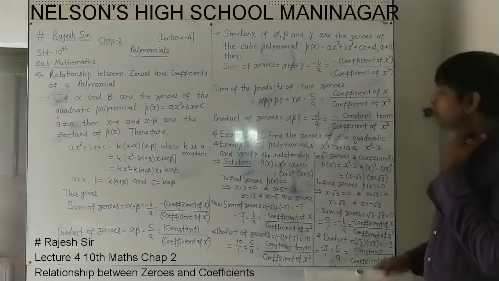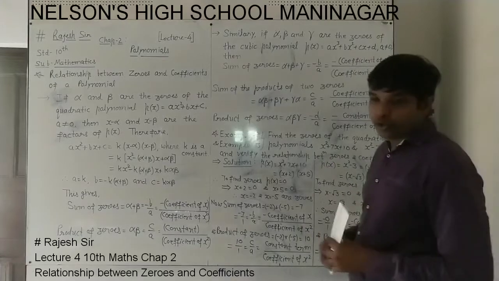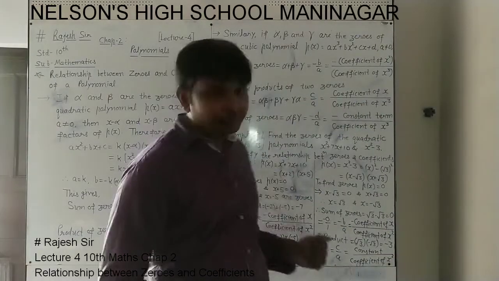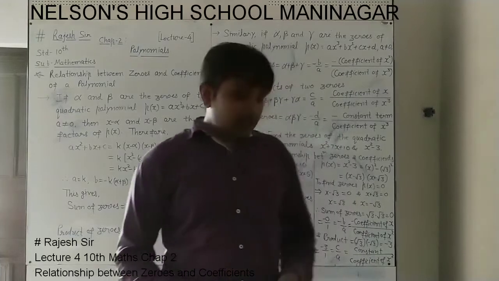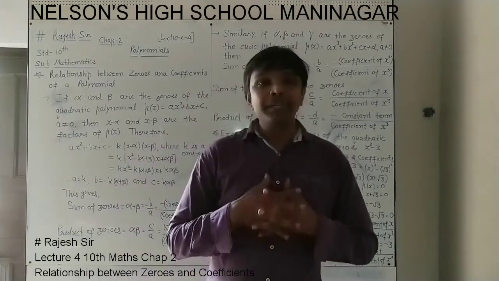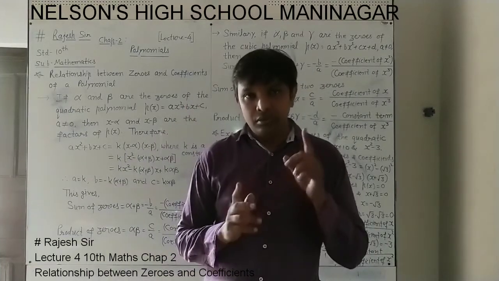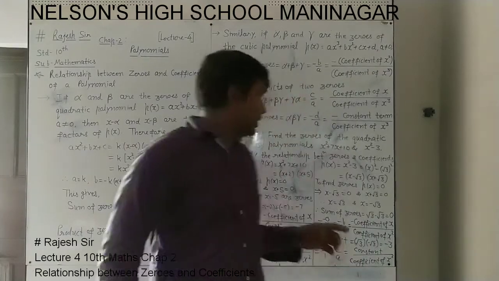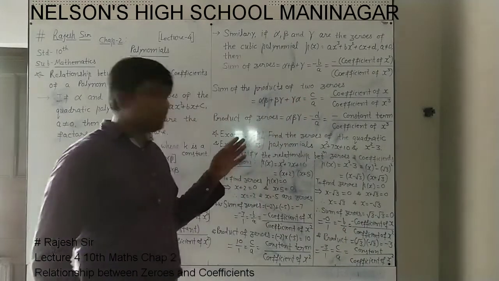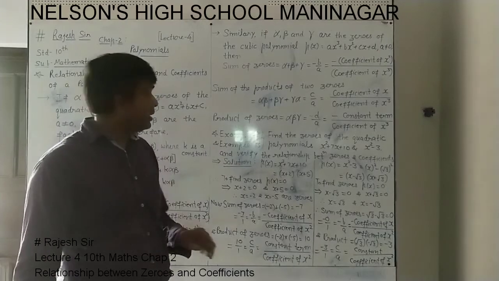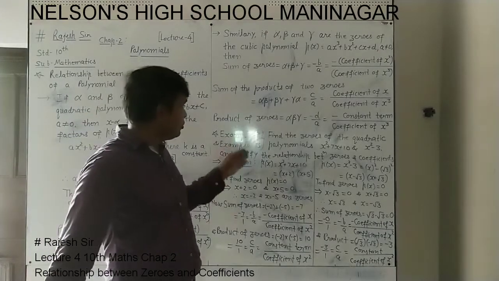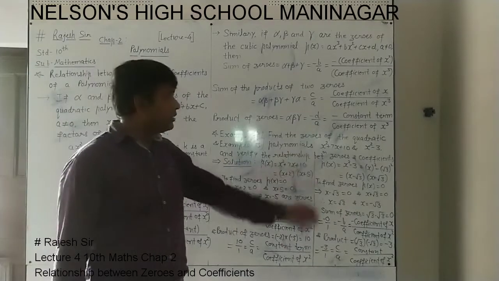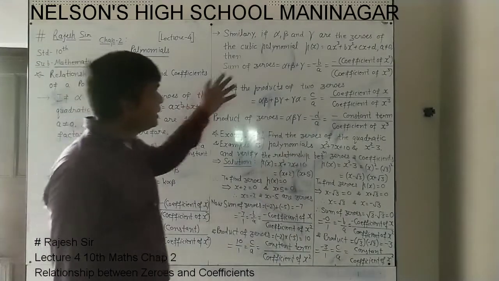So this way, in examples 2 and 3, this type of question is given in exercise 2.2, question number 1. So it is your homework to complete exercise 2.2, question number 1. All 6 questions are there in question number 1. They will have this type of example 2 and 3 types of questions, and you can do them this way. And this is the related theory.